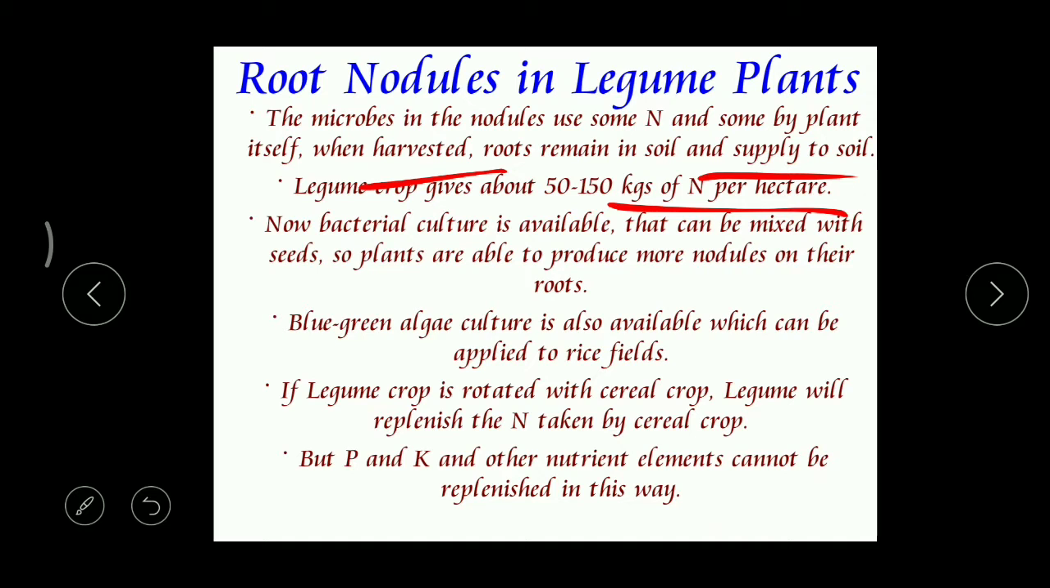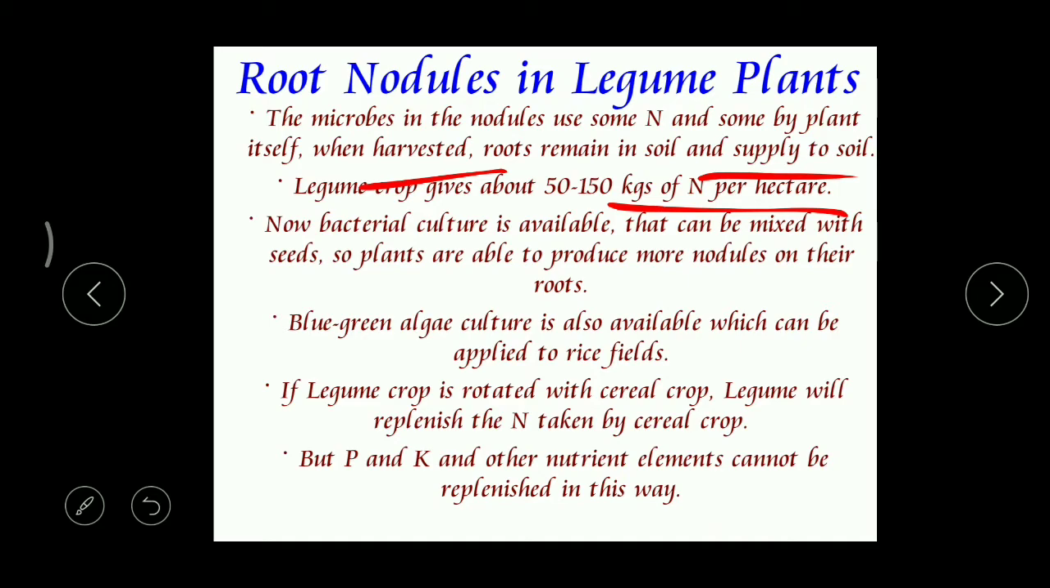That means the amount of nitrogen supplied by the plant depends upon the type of legume plant we are growing. Okay, that means in groundnut we can find some amount. From groundnut we get some amount, and from peas some amount, like this. Green grams some other amount, like this. That's why the minimum 50 kgs and the maximum 150 kgs of nitrogen we can get, right?